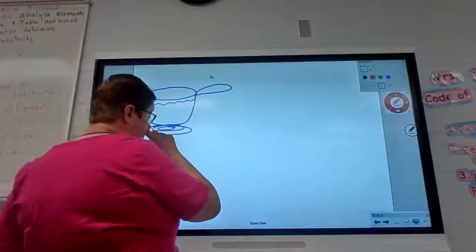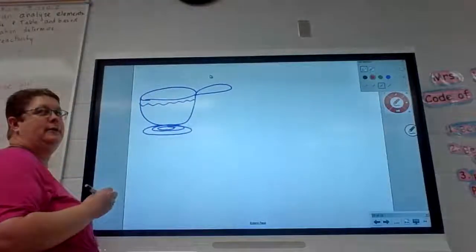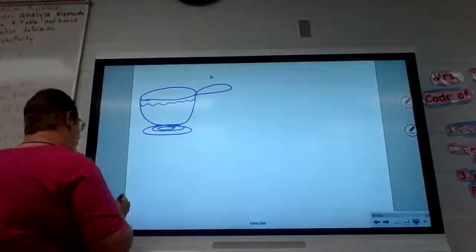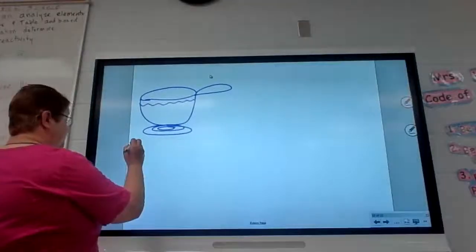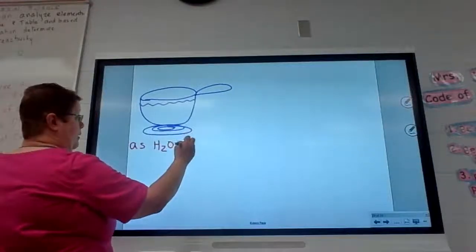Now, what is that little thing, is that a straw? No, it's a little thingy to hold it, it's a handle. We're drawing it wrong.